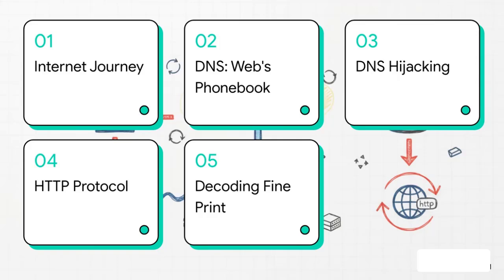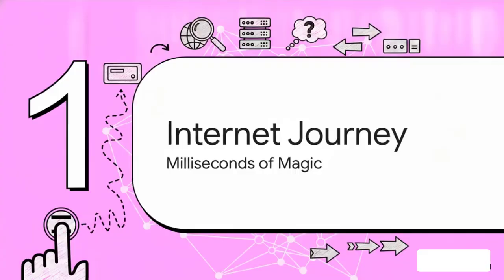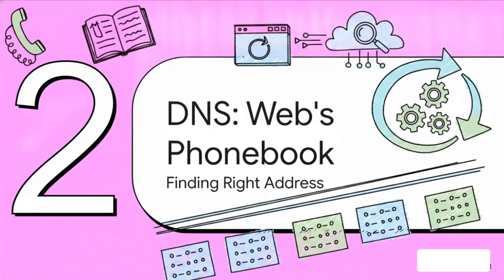Here's our roadmap for today. First, we'll look at the hidden internet journey. Then, DNS, the web's phone book. After that, the very real threat of DNS hijacking. Then, we'll cover the HTTP protocol. And finally, we'll wrap up by decoding the fine print. All right, part one, the hidden internet journey, milliseconds of magic. Moving into part two, DNS, the web's phone book, finding the right address.